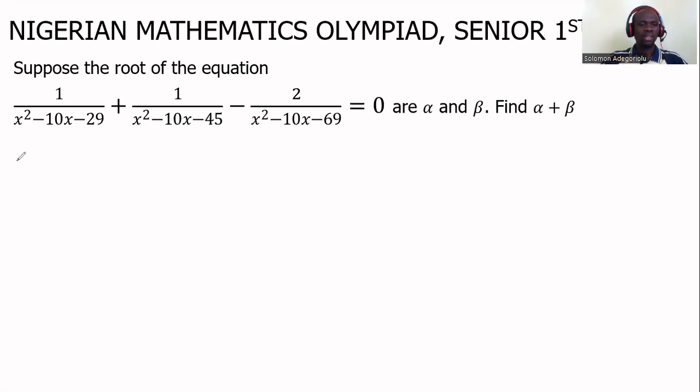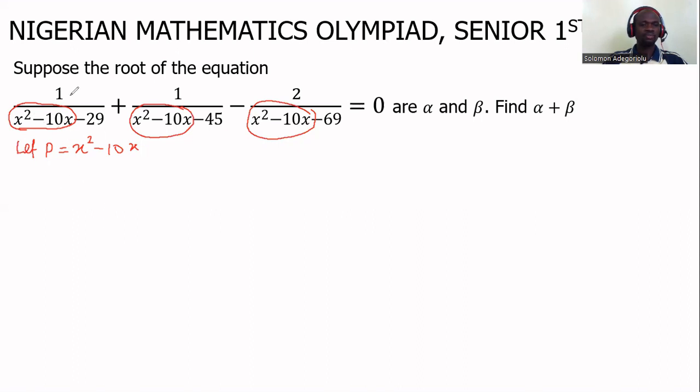This is the question we want to solve, and let's look at it critically. From the denominators, one thing you'll note is that something is common. Look at this: x squared minus 10x is common. You can see it from the question. So that's where we're going to start from. Let P be equal to x squared minus 10x. You can use any letter you like. So we let P be x squared minus 10x, and we need to substitute P in place of x squared minus 10x.